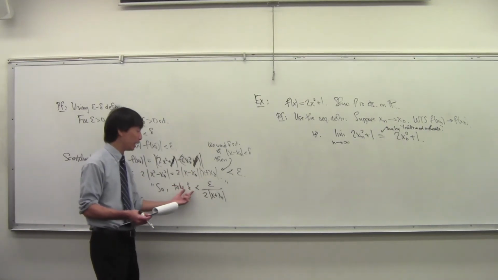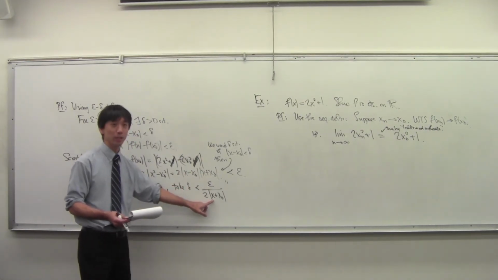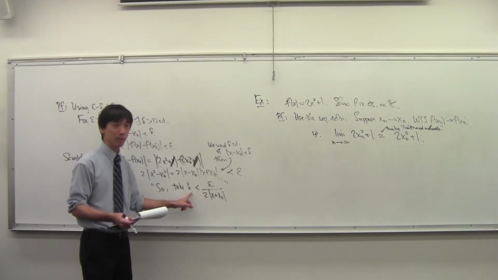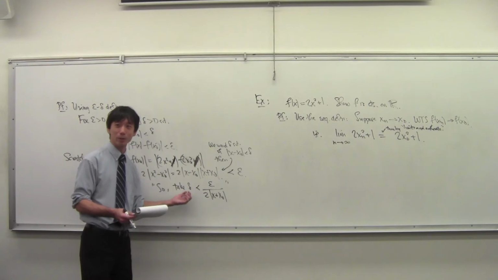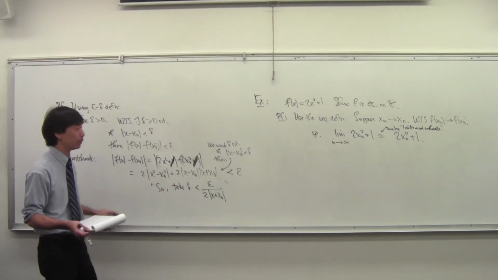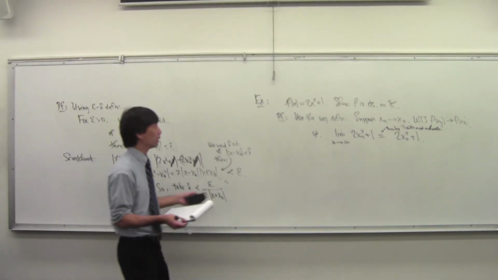Okay, but we can't do that because the x is changing. The x is changing, so what does it mean about the delta? It's changing. We don't know what the delta is, right? So there is no fixed delta. We need a fixed delta. We don't have a fixed delta. Okay.